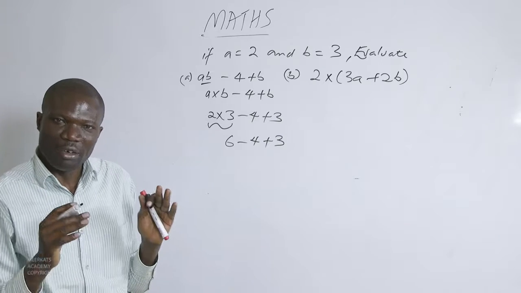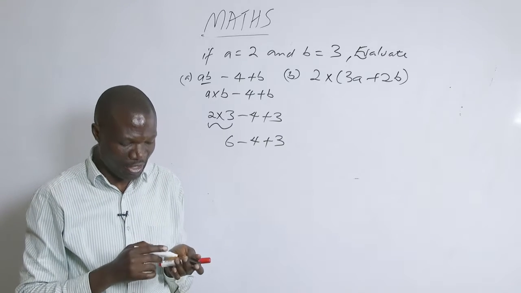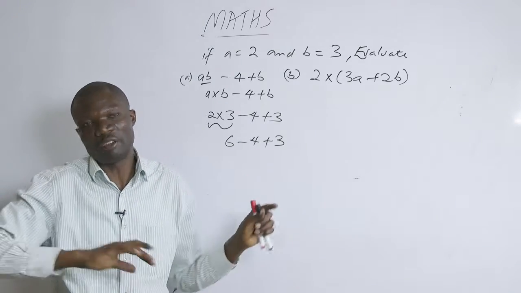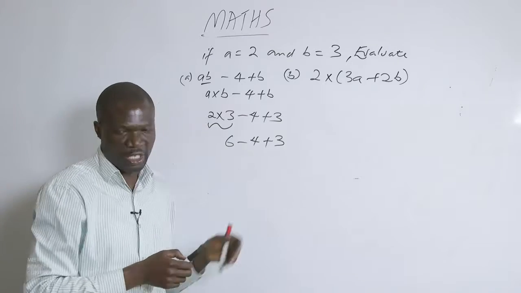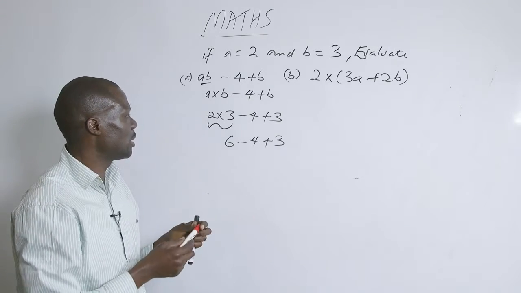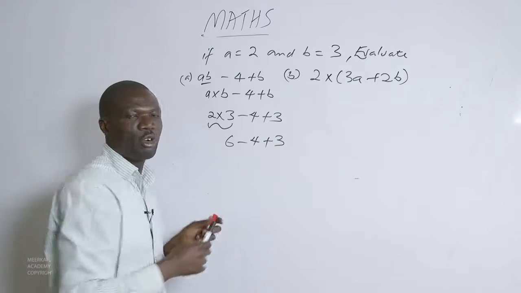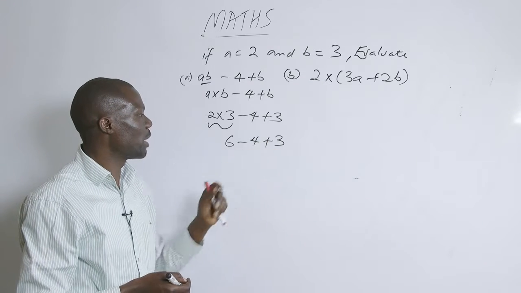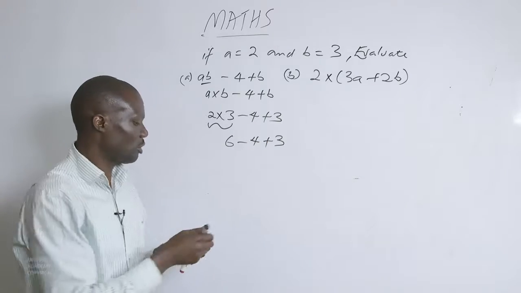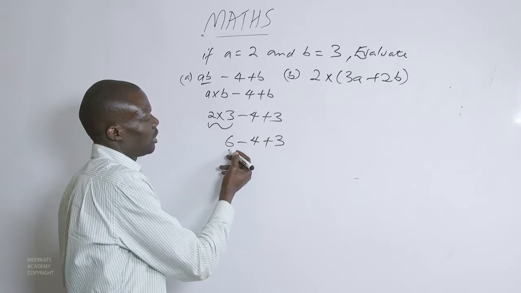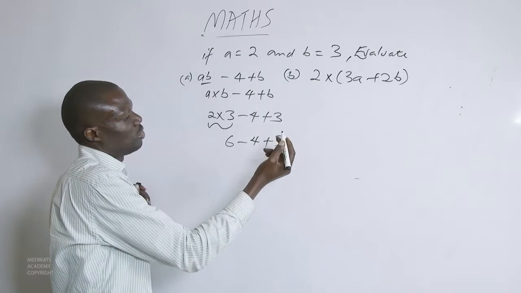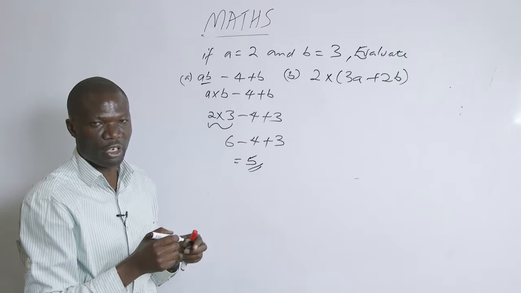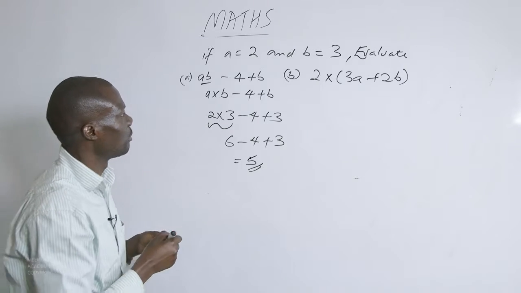Now, when we deal with addition and subtraction, we start from the left, either addition or subtraction. What we have here is just addition and subtraction. So we shall work out 6 minus 4, which is 2. Then 2 plus 3 gives us 5. So from the left, 6 minus 4 is 2, then 2 plus 3 is 5. So we find our answer in this particular question as 5.